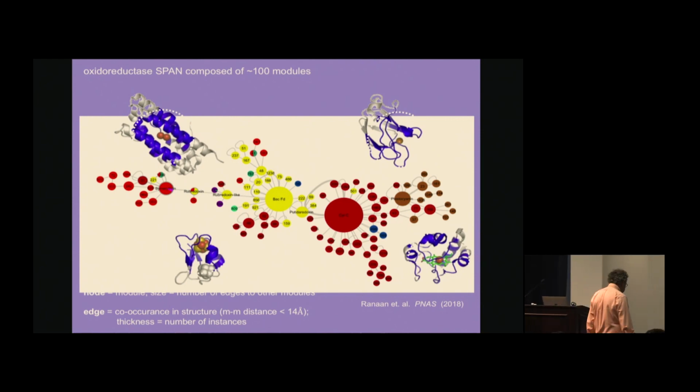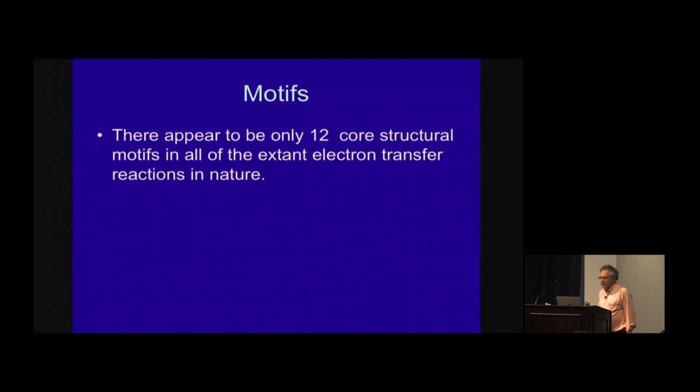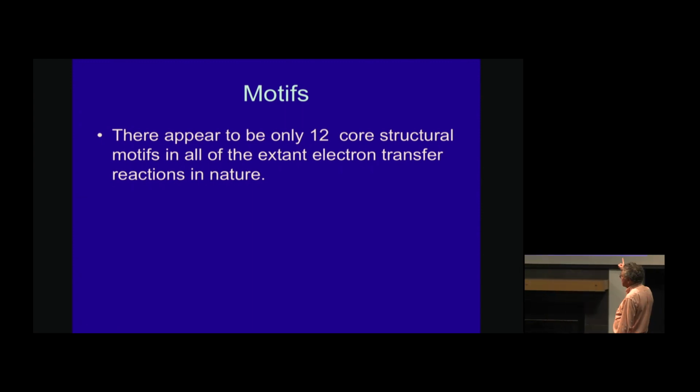None of this is done by genetics. None of this is done by sequence analysis. This is all structures. So there appear to be only 12 core structural motifs in all the electron transfer reactions in nature. One power supply, two wires, 12 core structures. That makes the erector set very, very simple.